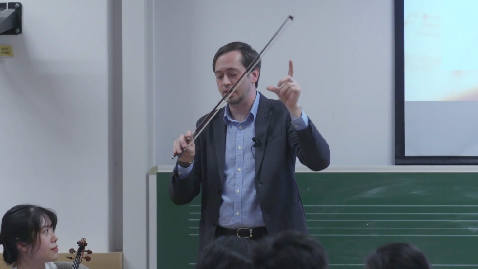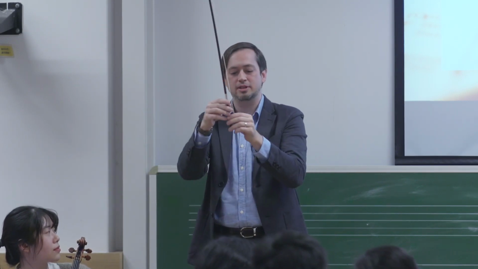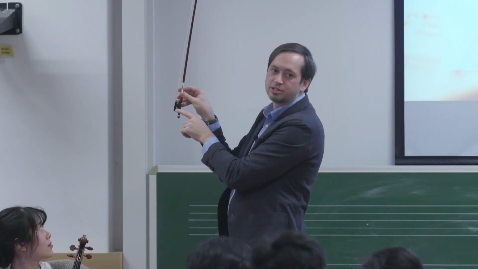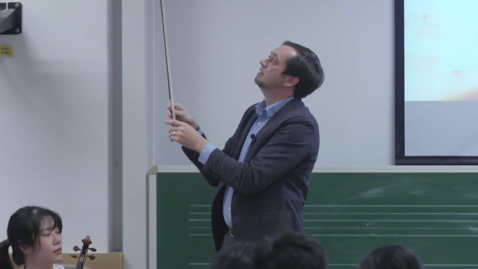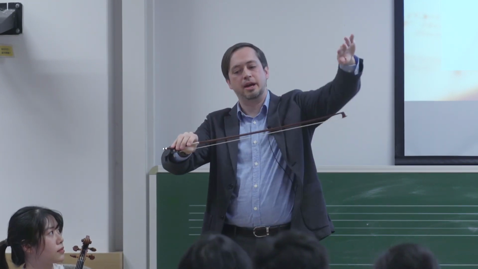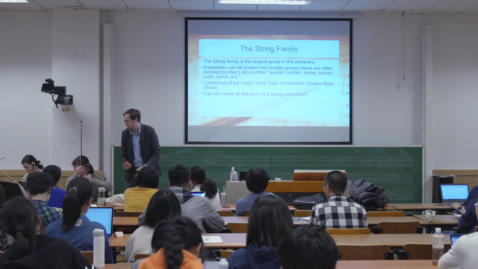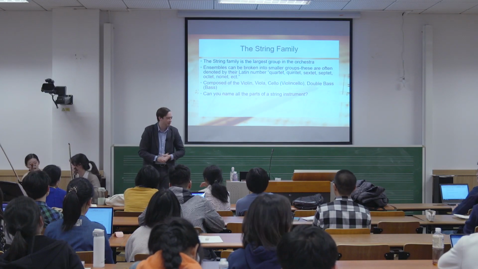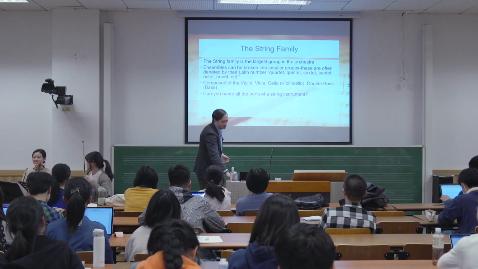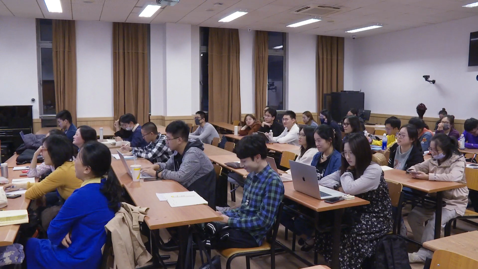Changes the sound, right? Now we also have, this little circle has a term. It's called the screw, right? And then we have the bow hair and then the back of the bow. So, all right. You should know all of the parts of your instrument. Thank you very much for letting me borrow that, all right? I didn't drop it, I promise.